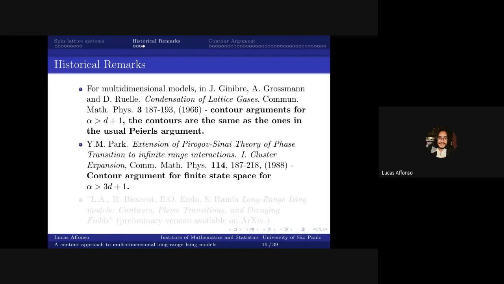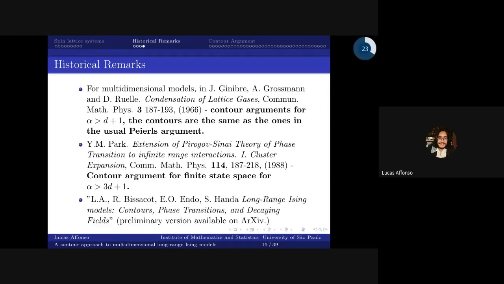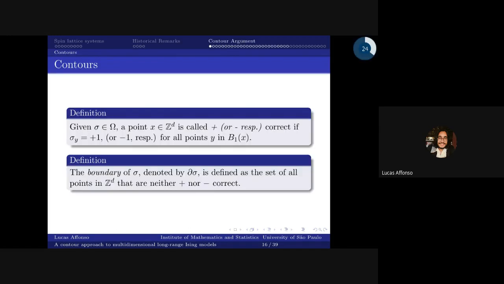So we decided to try to prove a phase transition using a contour argument for all the region of the parameters. In the heuristic argument that I told you, the system is given by balls, so they are easy to do. But in real life, you have many different geometries.